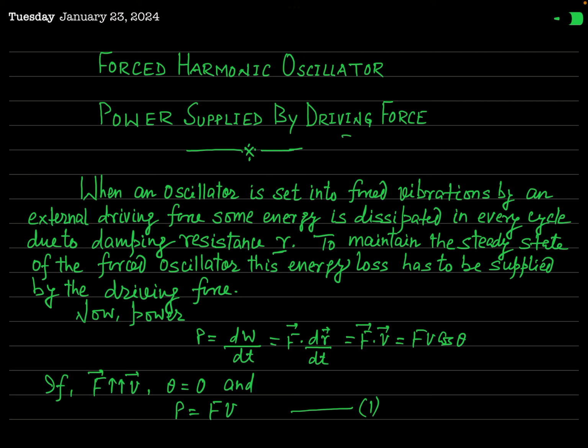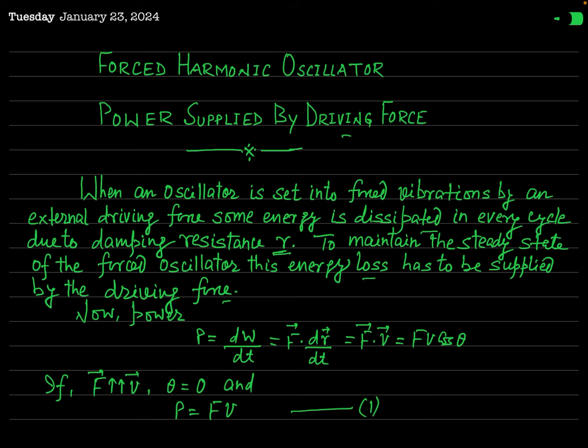I have mentioned it here, you can see, I have written: when an oscillator is set into forced vibration by an external driving force, some energy is dissipated in every cycle due to damping resistance R. And to maintain the steady state of the forced oscillator, this energy loss has to be supplied by the driving force. In this short lecture, our aim is just to know about the power or the energy given to the oscillator by the driving force.